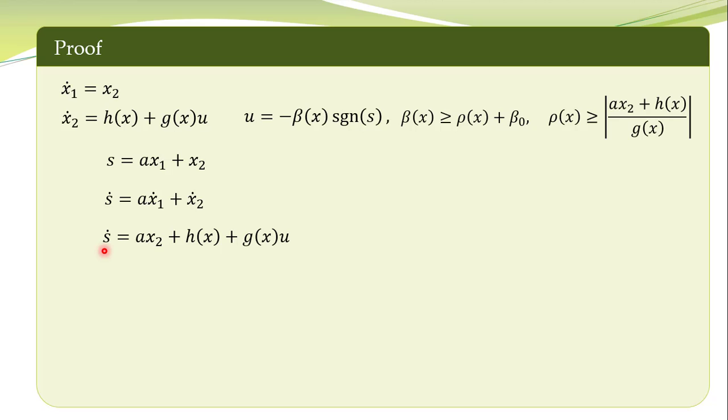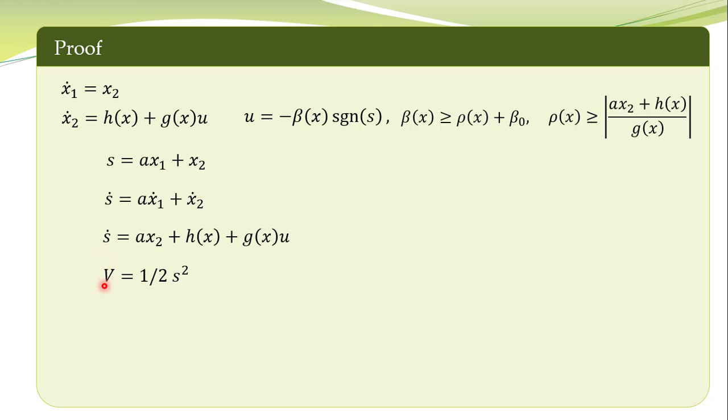This is another dynamic system, and we want to prove that this S asymptotically converges to the equilibrium point, to the origin, S equal to 0. So how can we do that? The procedure is well known to you.